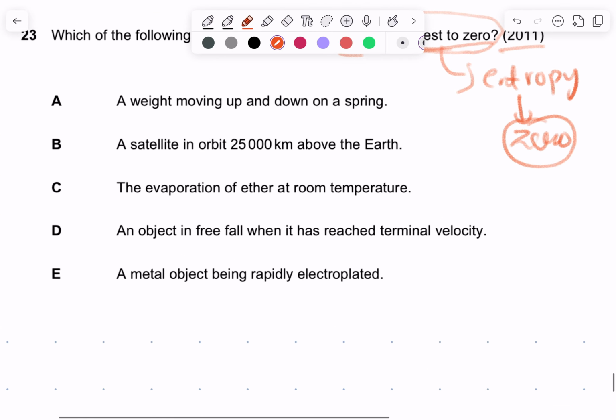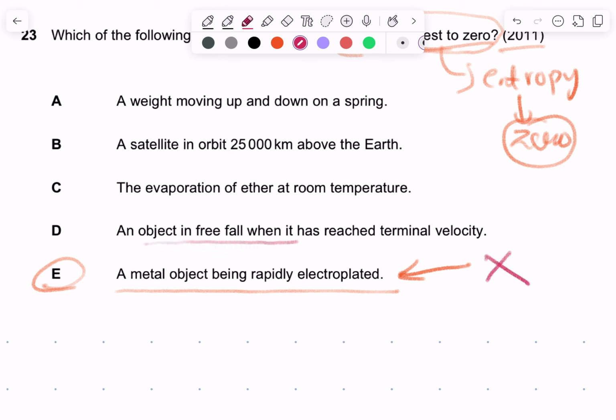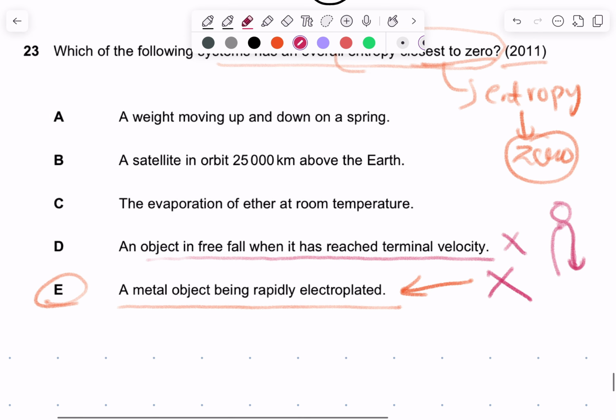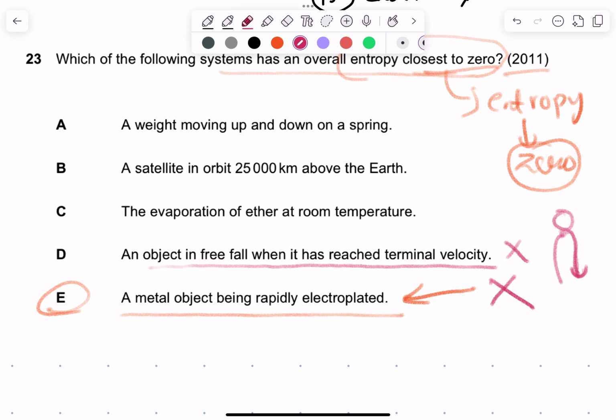Let's start from the last. Option E: a metal object is being rapidly electroplated. A lot of energy is coming in, so there is no chance that the entropy will be 0. Option D: an object in free fall that has reached terminal velocity. It has velocity for sure, the body is moving, so the degree of disorder is still there, and the answer is not 0.